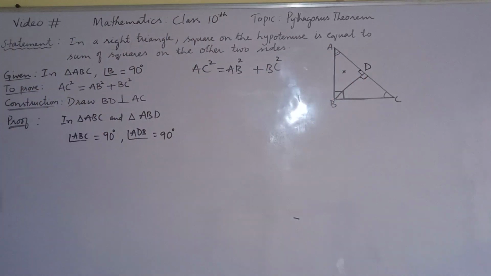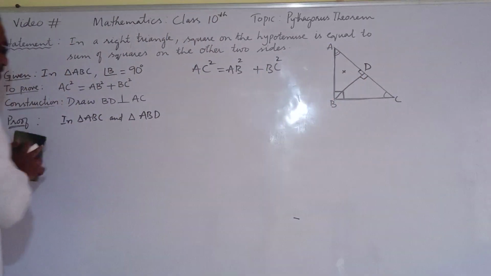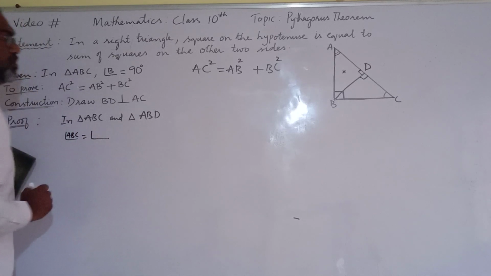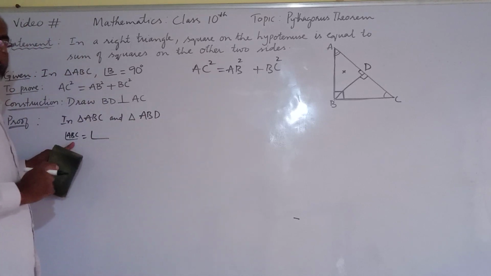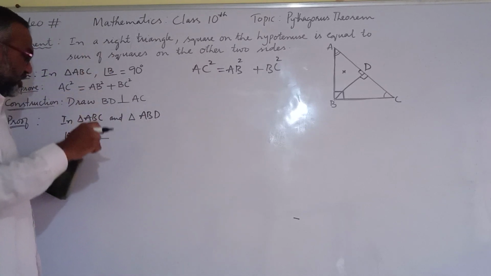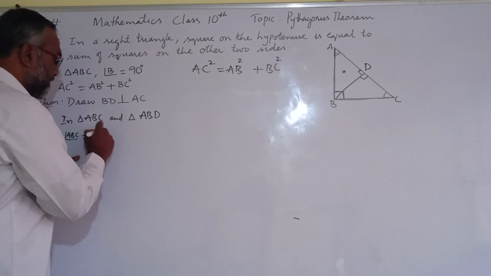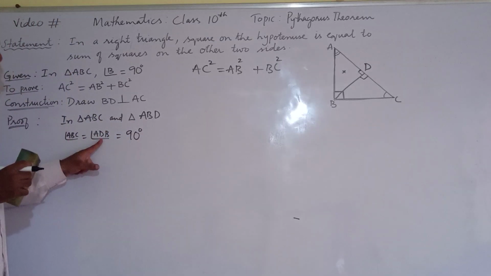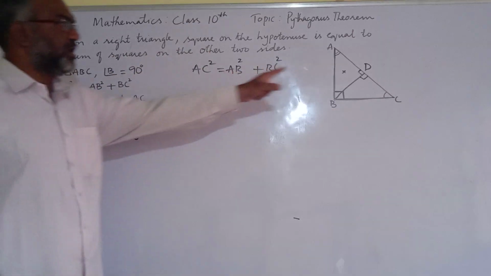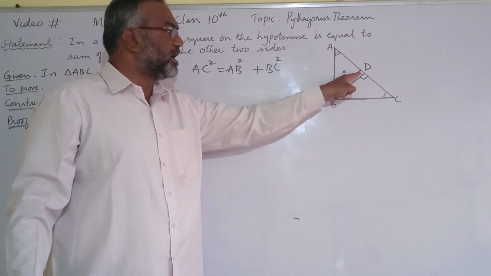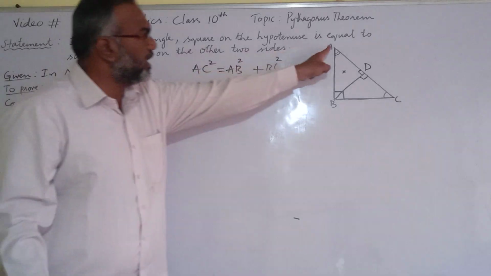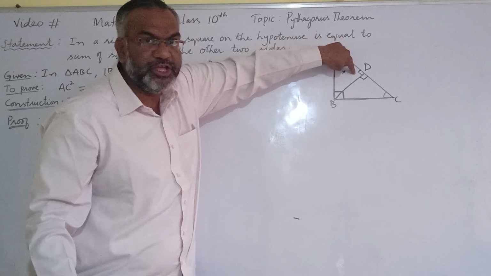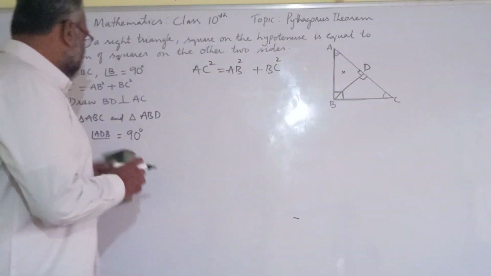So we can do one thing. We can write it like this. Angle ABC, that is angle B in the big triangle, is equal to angle ADB, which is equal to 90 degrees. ADB means angle D in the small triangle. See, ADB, this angle, is 90 degrees. At D we have 90 degrees. So these two are equal.